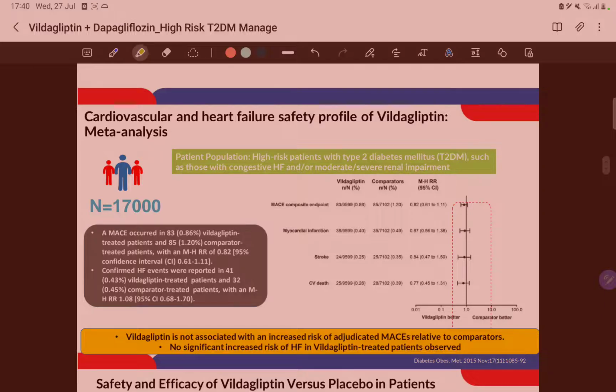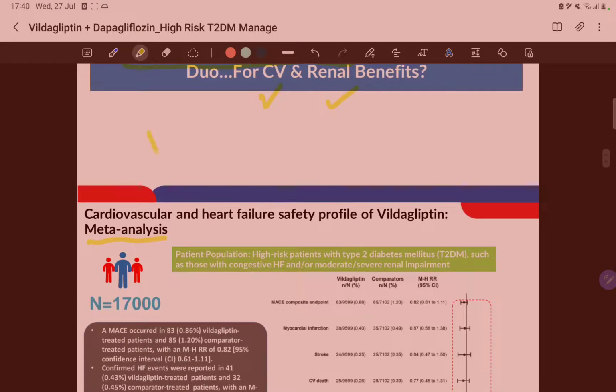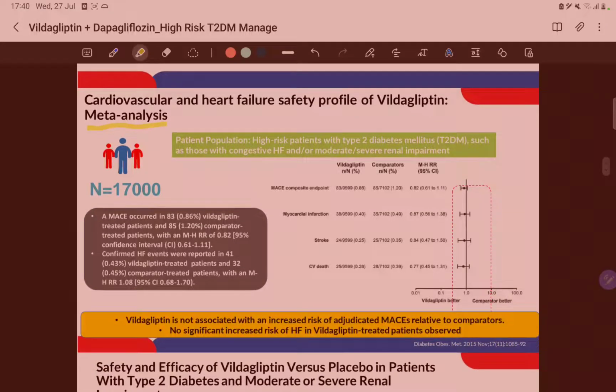We are going to discuss a meta-analysis, which is evidence-based medicine, so we'll go for the PICO format. This PICO format is population, intervention, control or comparator, and then outcome, right? So, the cardiovascular and heart failure safety profile of Vildagliptin. First we are going to discuss Vildagliptin.